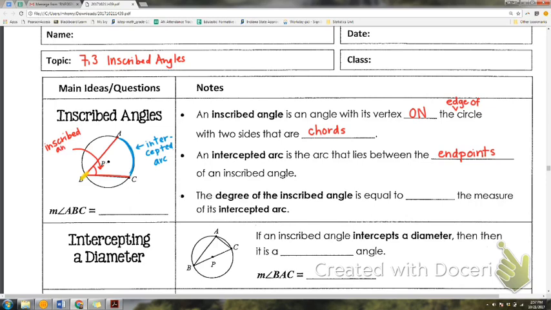So on your vocabulary sheet, you have inscribed angle and intercepted arc. You can write the definitions there, but also draw a picture. The other thing that we know is that the degree of the inscribed angle is equal to half the measure of its arc.